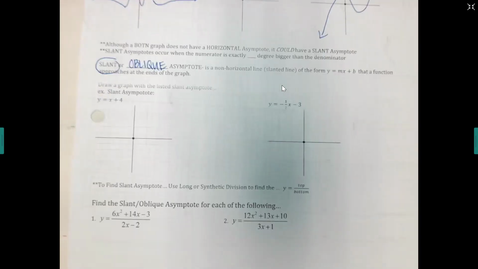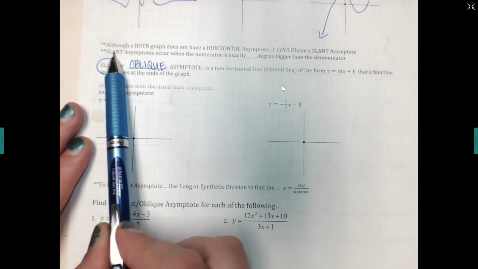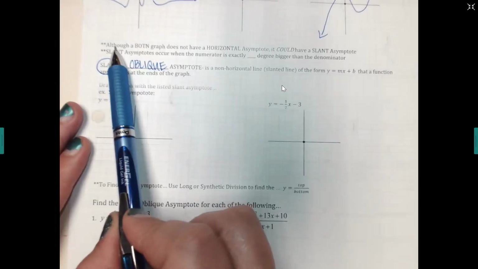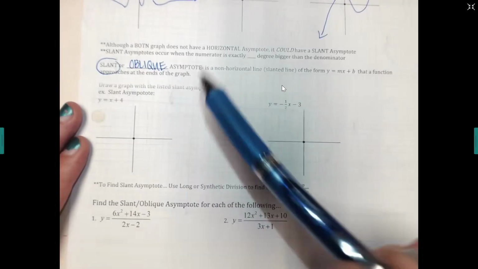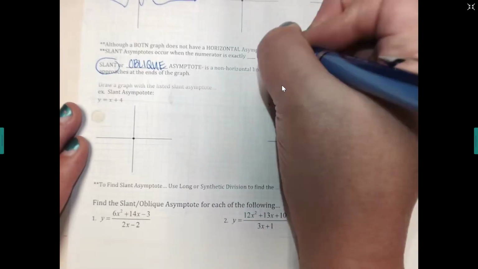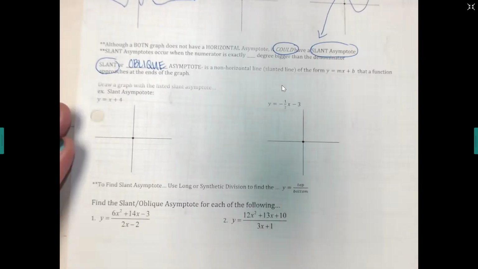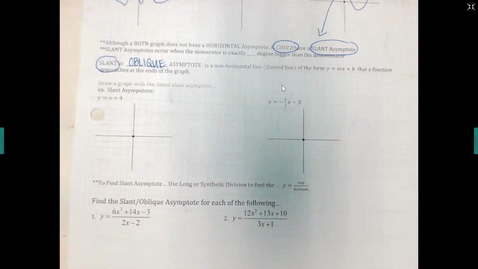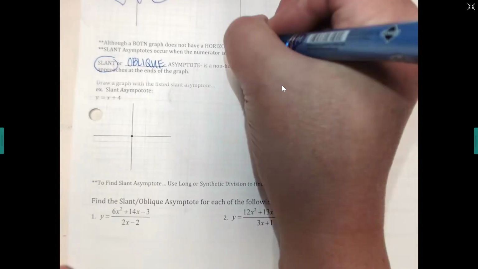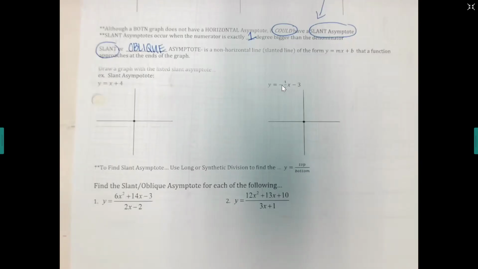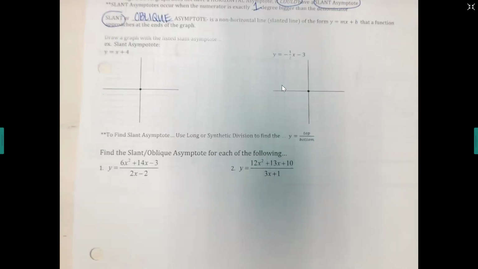Okay, I want to draw your attention to what the little asterisks here say. If it's bigger on top, it doesn't have a horizontal asymptote, but it still could have a slant asymptote. Slant asymptotes happen when the top is exactly 1 degree bigger than the bottom. Exactly 1 power bigger on top. So let's take a look at number 1. We're going to skip these for a minute.